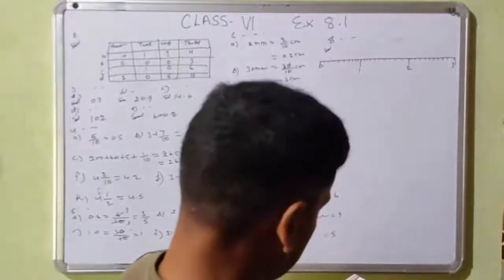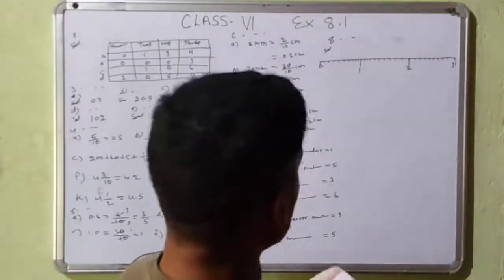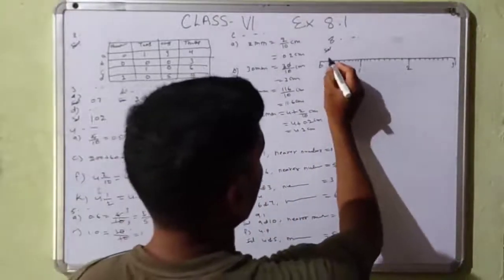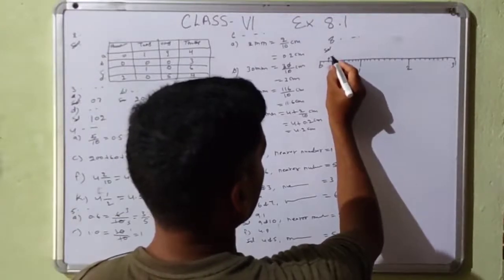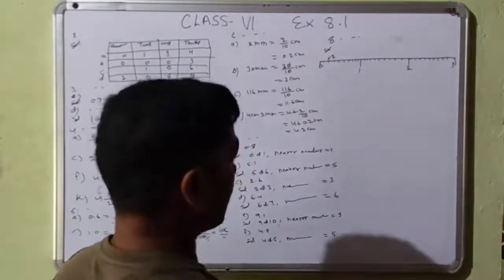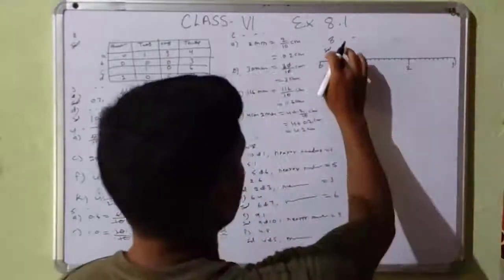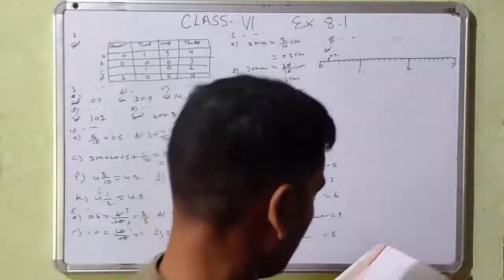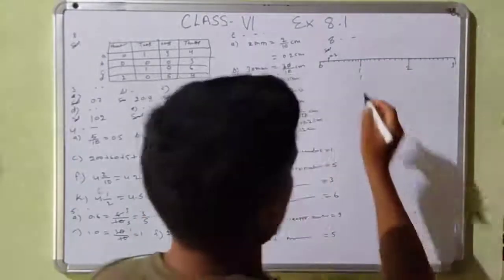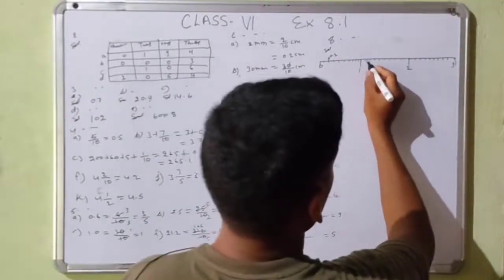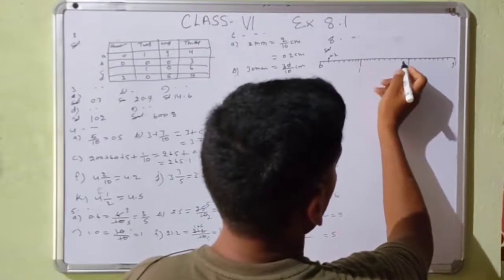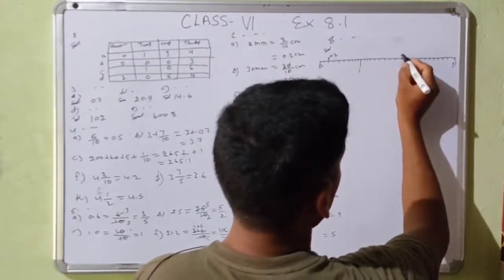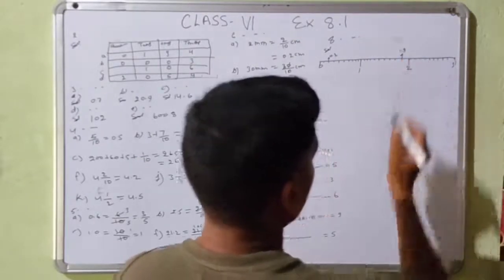And then A part is 0.2. 0 decimal 2 or decimal 2, same thing. You can see the 0.2 here. And B part is 1.9. So 1 is completely covered, then 9. 1, 2, 3, 4, 5, 6, 7, 8, 9. So that is 1.9.